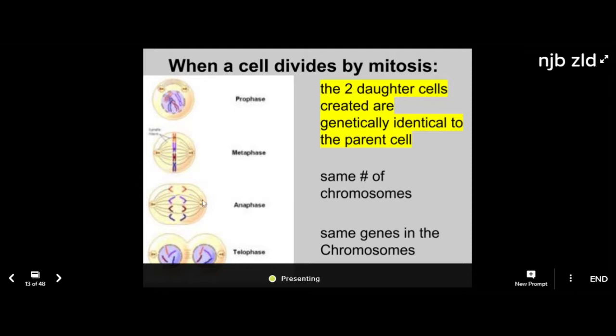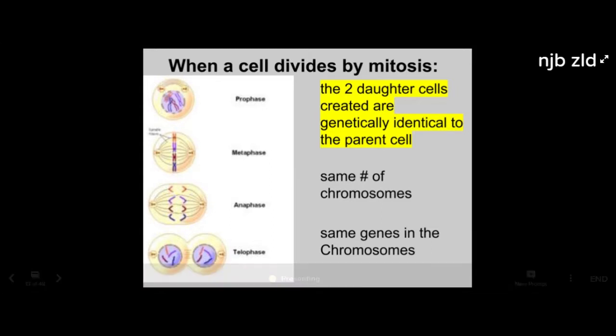You have a parent cell, and then when it goes through this whole process, two new daughter cells are the result. They have the same number of chromosomes and the same genes in the chromosomes. They're identical, and this is important because, A, your body can't get DNA from somewhere else. It's inside of you. And, B, those cells need to know what to do, and your body has specific functions based on its DNA. So if your cells need to be replaced, they need to know what they're doing. So they need to have a blueprint, your DNA. It has to be identical to the other cells.